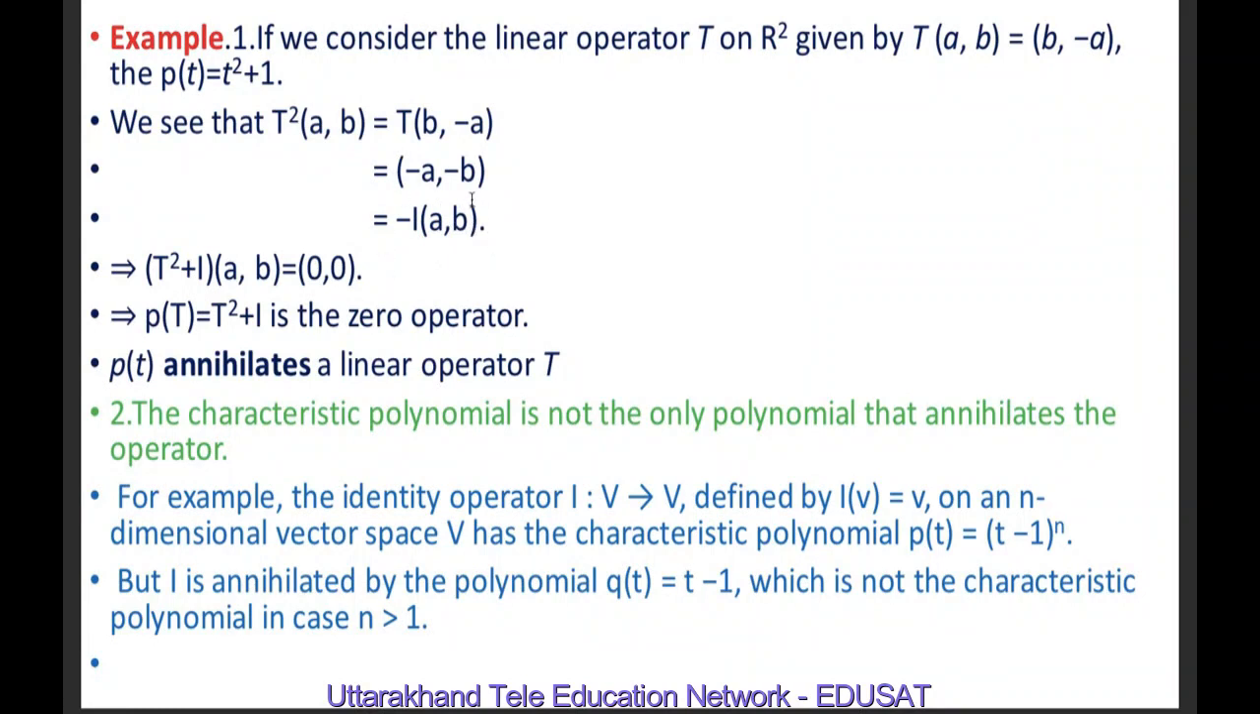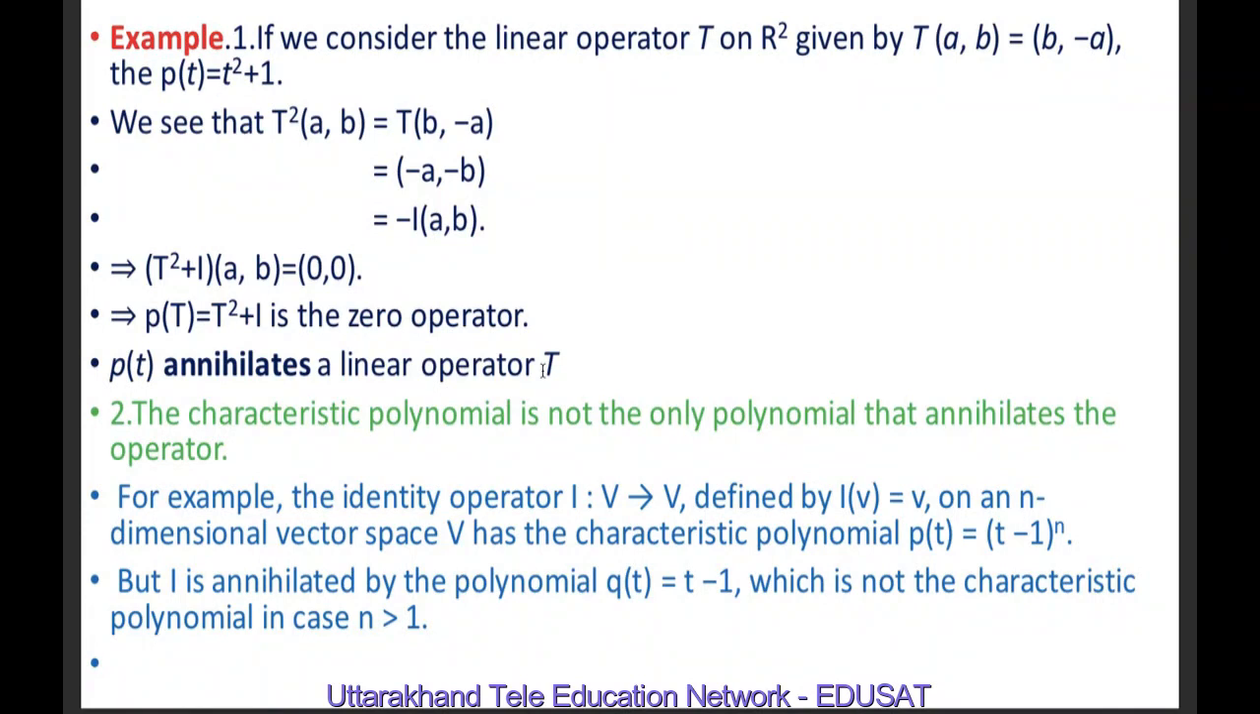Now shift this term to left hand side, so we will have T square (a,b) plus I(a,b). So we may write (T square plus I)(a,b), and this is equal to (0,0). (0,0) is the zero operator on R square, and T square plus I is the polynomial p(T). So it means this is equal to the zero operator. So it means p(t) annihilates the linear operator T.